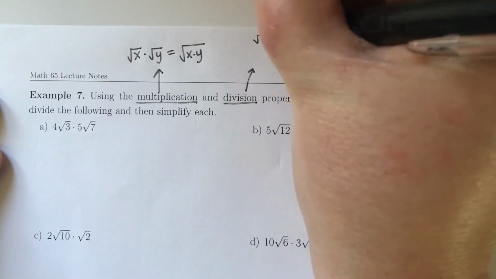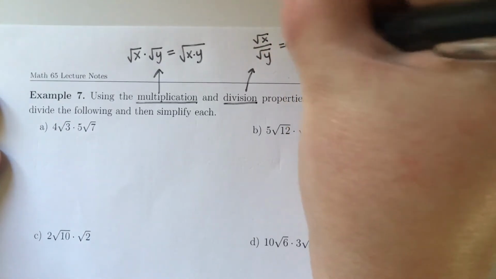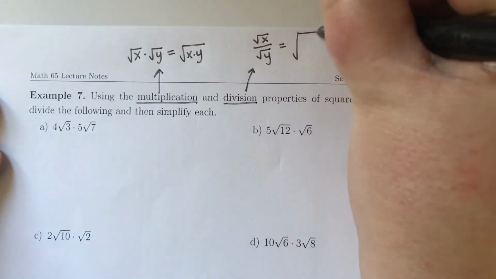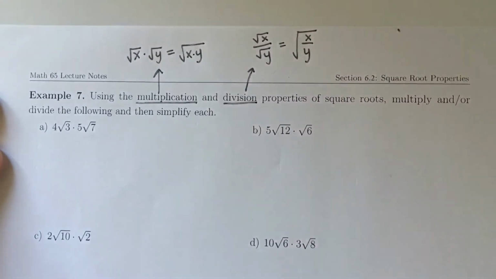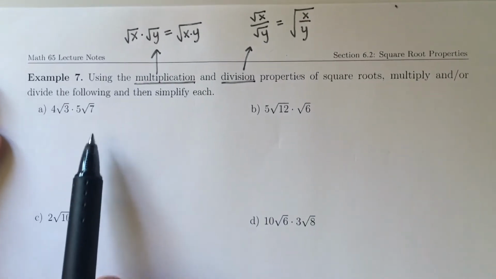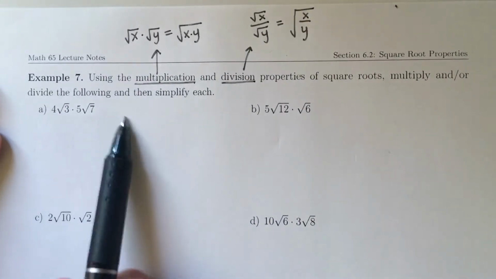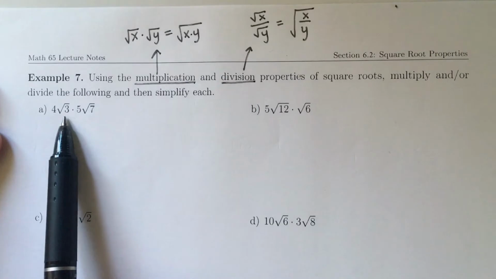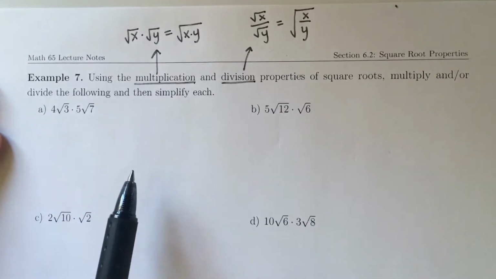So if I have the square root of x over the square root of y, that's the same thing as the square root of x over y. Let's try to use these and see what our homework is going to look like. Part A says we have 4 square root of 3 times 5 square root of 7.